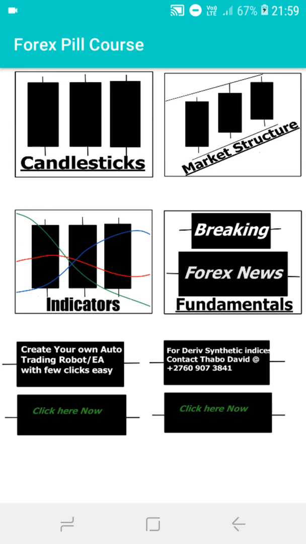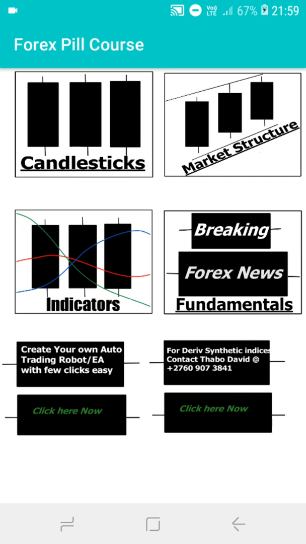This is how to learn forex trading very fast using the Forex Pill app. This will help you to learn forex trading very fast. As you can see here, the things that I have included are just the important things that you need to understand about forex trading.